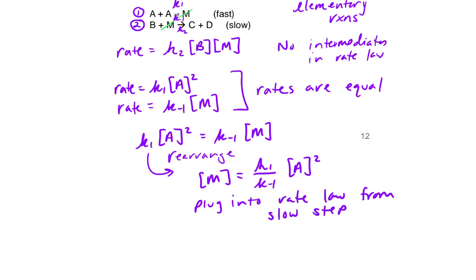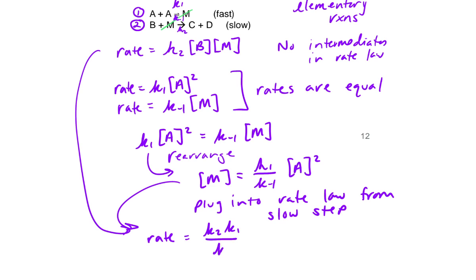Okay, so we can plug that into the rate law for the slow step. So then we'll have, combining these, rate equals K2 times K1 over K minus 1 times the concentration of A squared times the concentration of B. So what I've done is I've taken this equation for M, plugged that into here for M, and I obtained this equation.